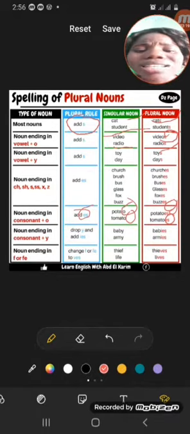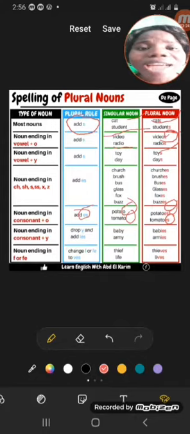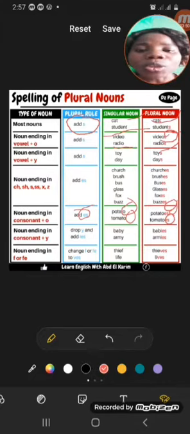If you look at these two words, video and potato, you will discover that in video we have a vowel I before the O, so we add an S at the end. But in potato, there is no vowel before the O, so we can add ES. But for the one that already has an E, we don't put another E.